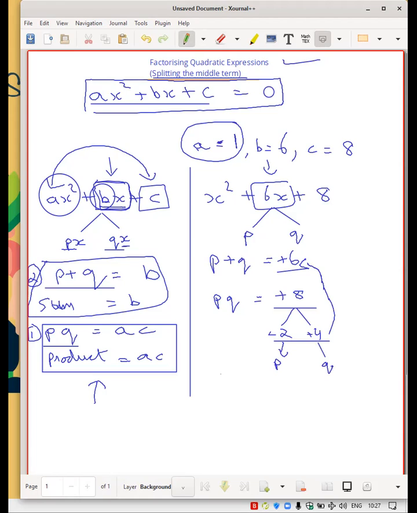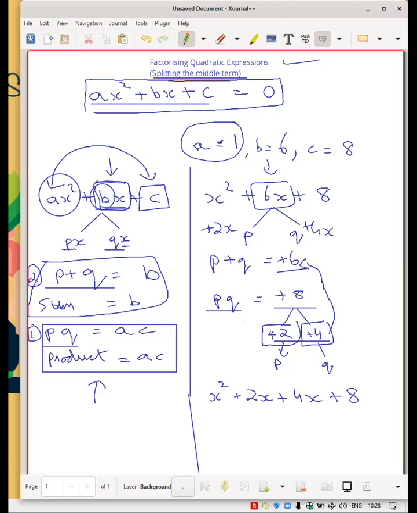Is this part clear, everyone? So we have two numbers now. We have plus 2 as P and plus 4 as Q. Their product is plus 8 and the sum is plus 6. All clear? So now we're going to rewrite this expression as x squared plus 2x plus 4x plus 8. So what have I done? I've split the middle term into 2x and 4x. Any doubts, anyone over here? I'm going very slowly so that you'll understand clearly. But if you're still having a doubt, please ask me right now.